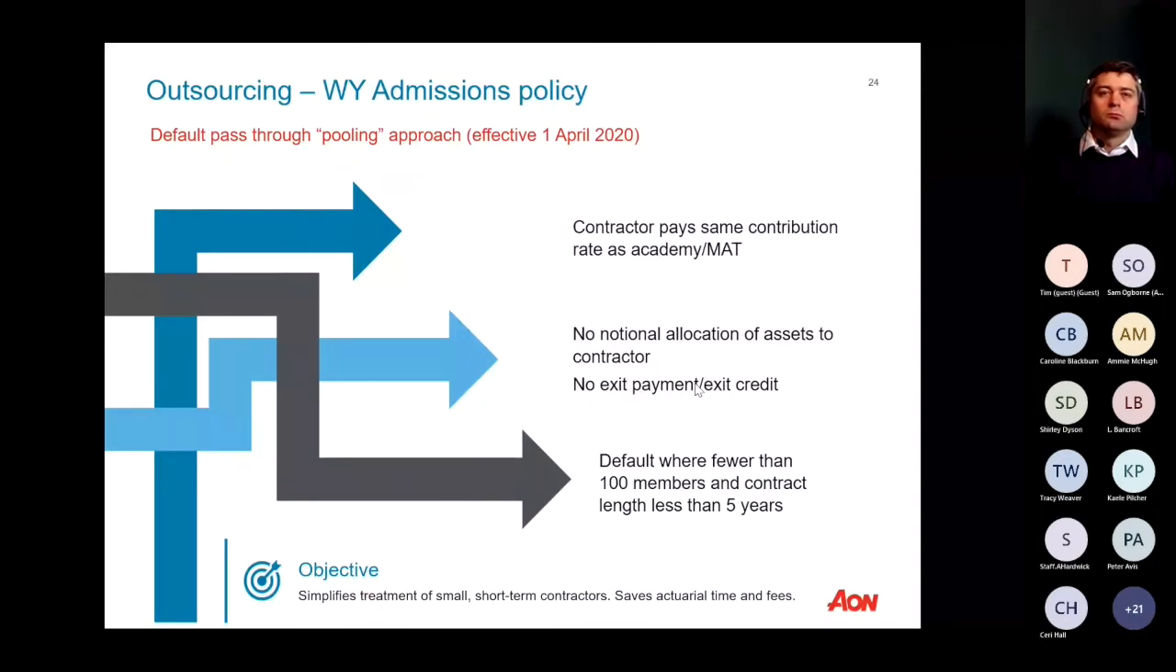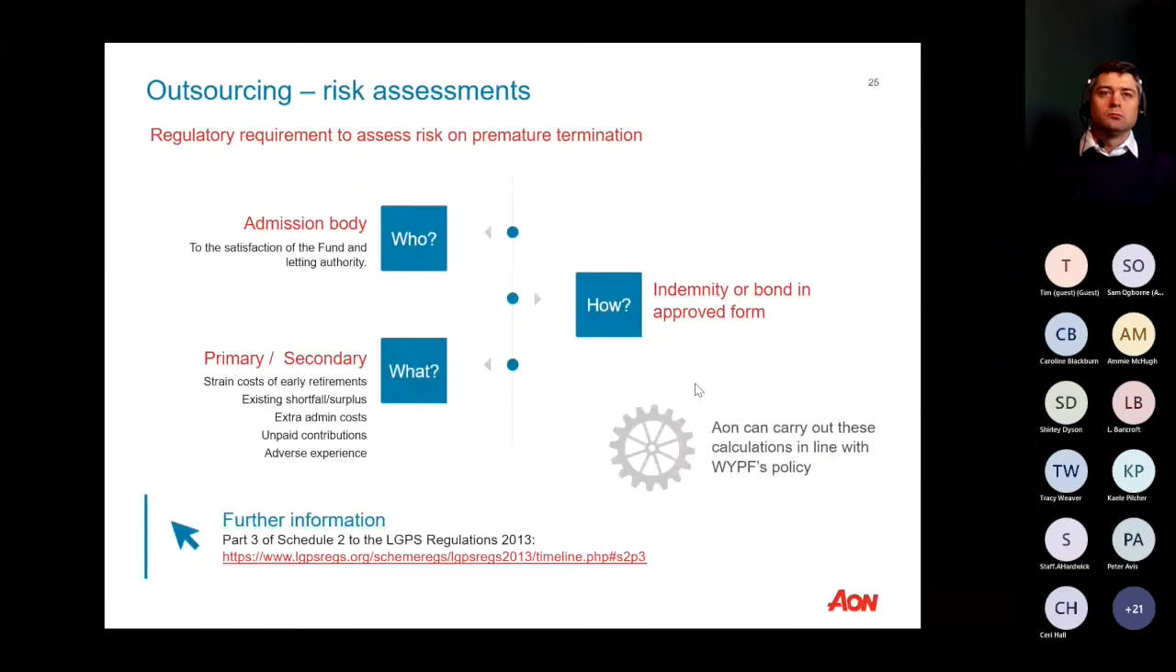However, despite that, there is still this regulatory requirement that exists, which requires the admission body, slightly strangely, to carry out a risk assessment on premature termination of the contract due to insolvency or administration. So the legislative requirement sits with the admission body, but importantly, that risk assessment has to be carried out to the satisfaction of both the fund and you, the Multi-Academy Trust, the Academy, as the letting authority, which is, in my view, a slightly odd situation, but that's what the regulations say. So that's the kind of who. Then if the risk assessment is such as to require it, the contractor, the admission body, has to get an indemnity or bond in an approved form.